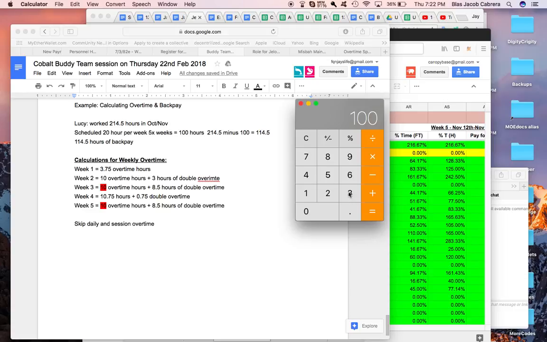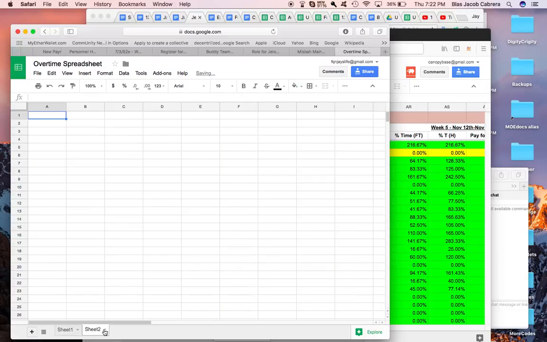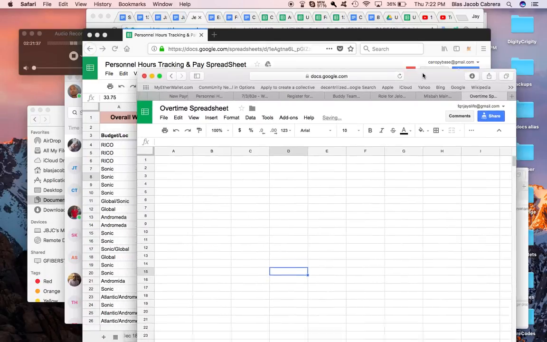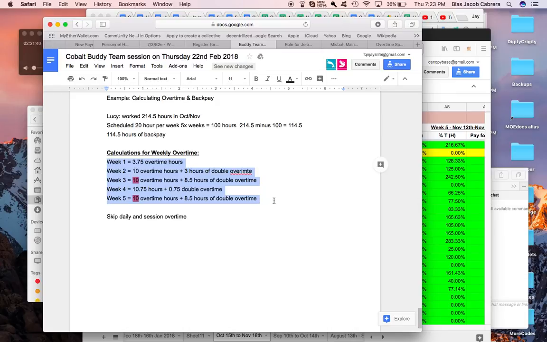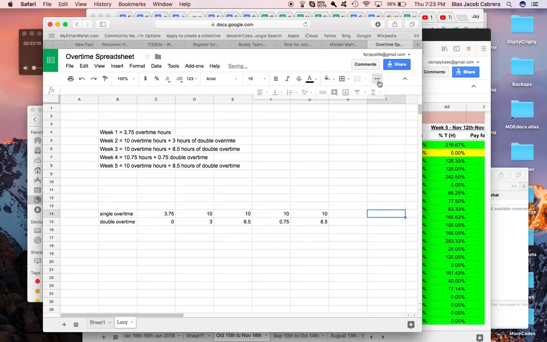Typically you do this on a spreadsheet, so I'll just do it on a spreadsheet real quick. Let's say Lucy here. And this is where it gets a little more complicated because there are so many details for each person. So you would have a single overtime and a double overtime. So 3.75 plus 10 plus 10 plus 10 plus 10. And then here you've got 0 plus 3 plus 8.5 plus 0.75 plus 8.5.